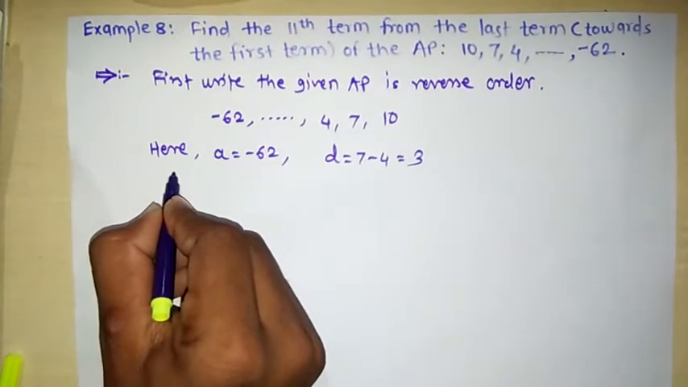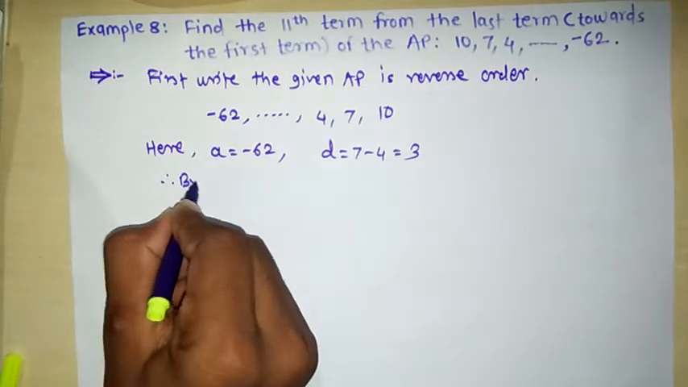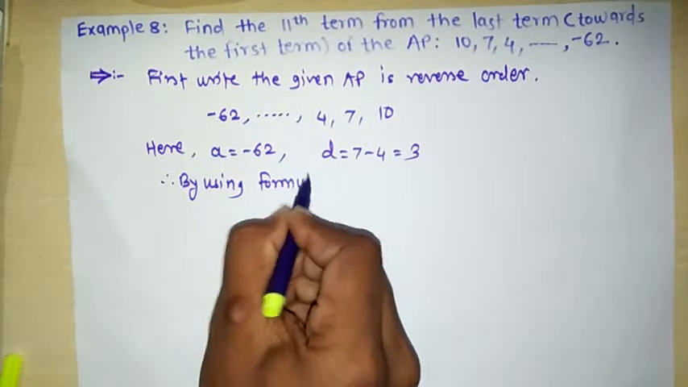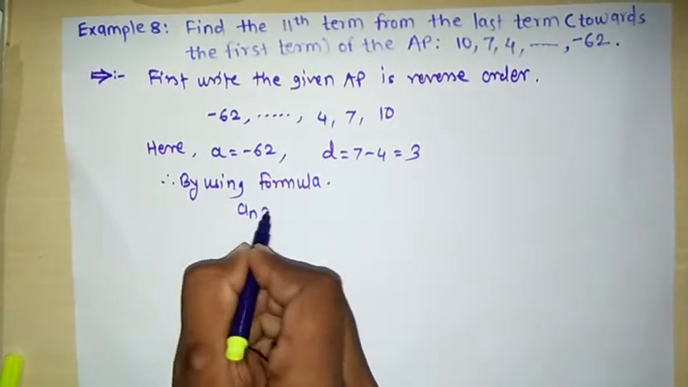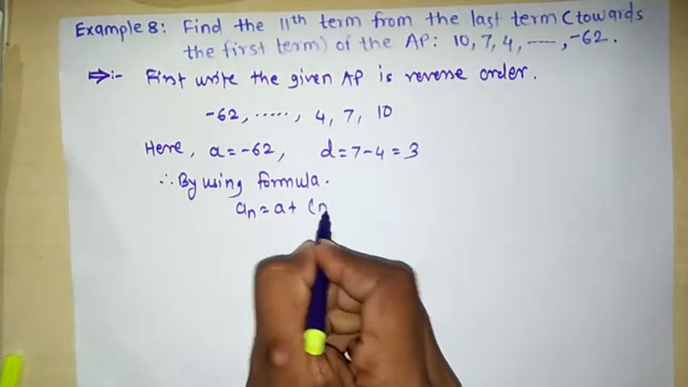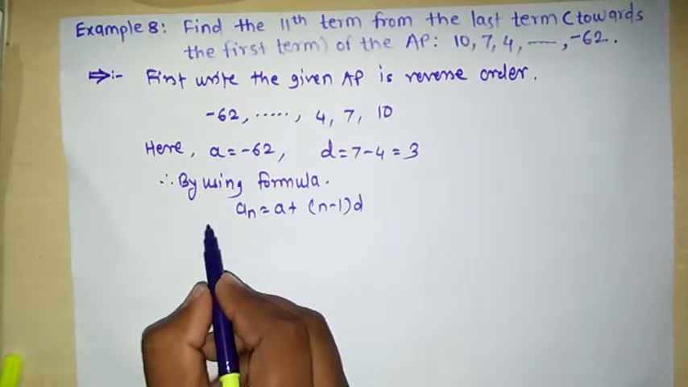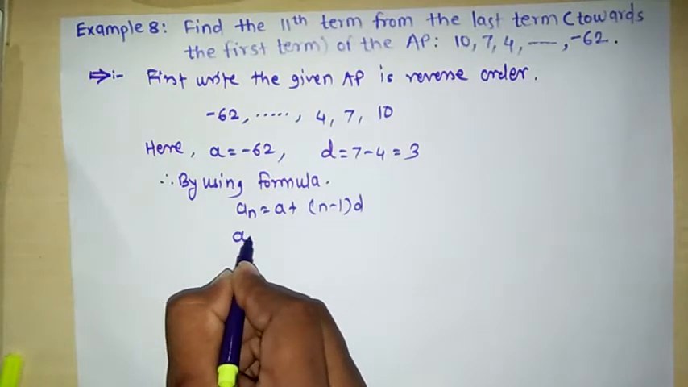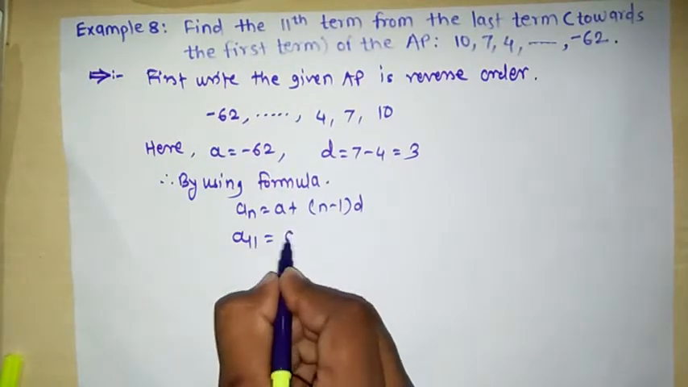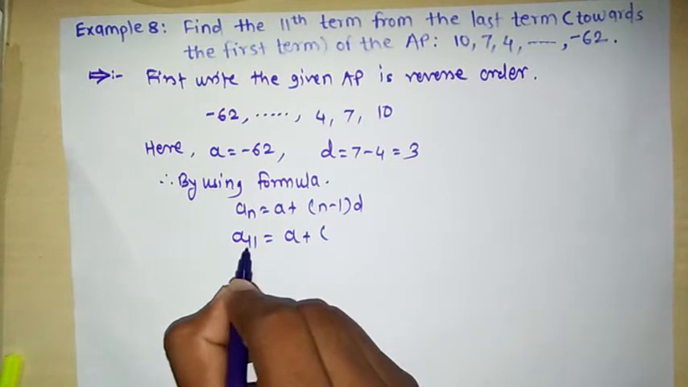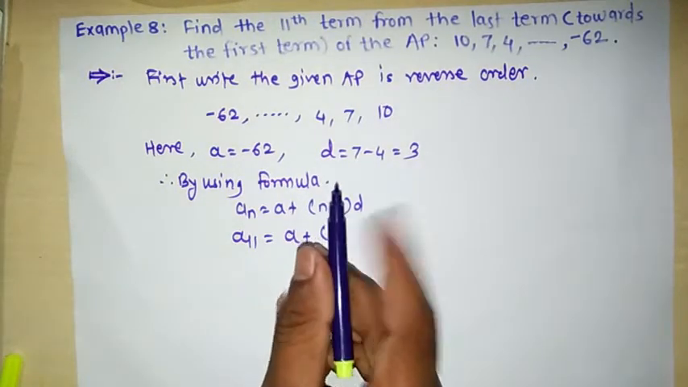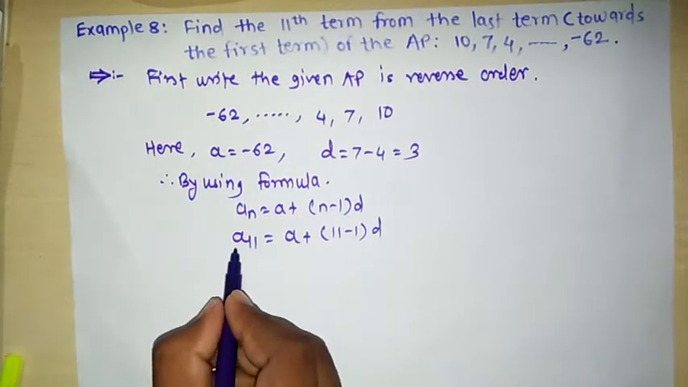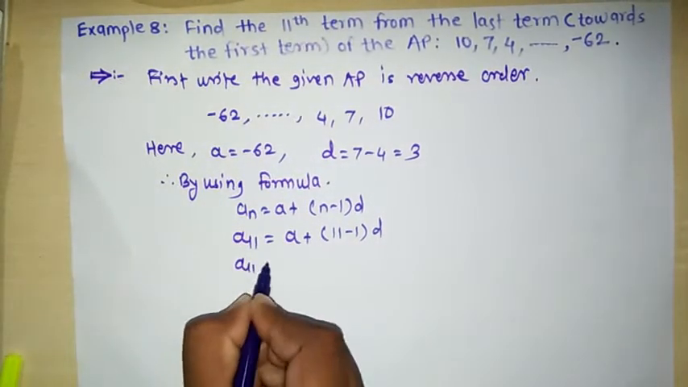Therefore, by using the formula AN is equal to A plus N minus 1 into D. Here which term do we have to find? We have to find the 11th term from the last term. That is A11 is equal to A plus, instead of N, we have to use 11 minus 1 into D. Now A11 we don't know, put it as it is, A11.